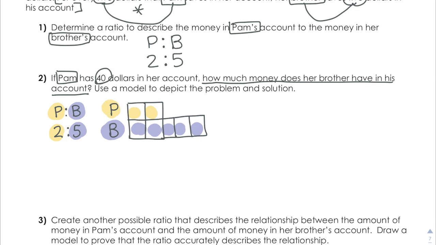Now it has this information here where it says Pam has $40 in her account. So that means, since I'm using yellow for Pam, these yellow boxes that represent Pam, those 2 boxes are going to have to add up to equal $40. So if the quantity of 2 boxes makes up 40, how much is 1 box going to make up? To figure that out, we divide 40 by the number of boxes that we have, which is 2. And we all know 40 divided by 2 is 20. So the value of each box is going to be 20.